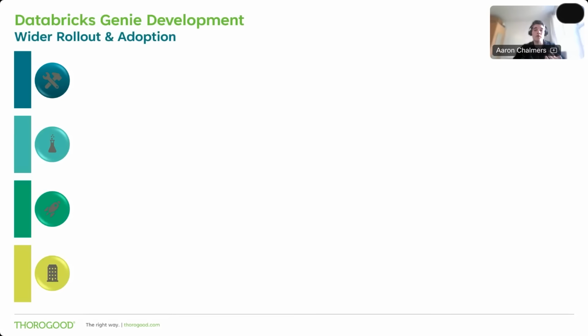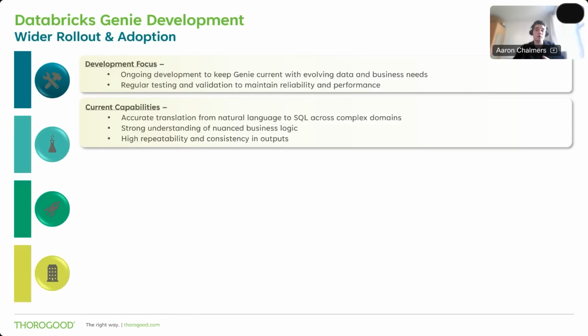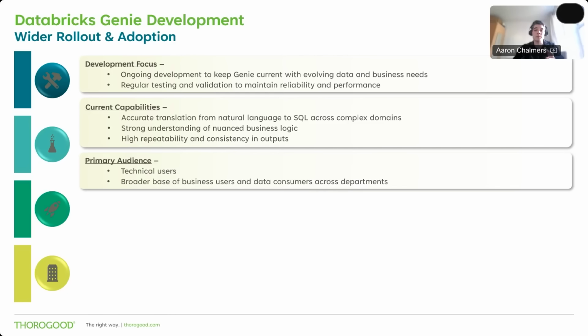Finally, the wider rollout and adoption. Focus at this stage is on development so that Genie can keep up with evolving data and business needs. Regular testing and validation of Genie can help maintain reliability and performance. At this point, Genie should be able to accurately translate from natural language to SQL across complex domains with strong understanding of nuanced business logic, high repeatability, and high consistency in outputs. The primary audience would be technical users and also a broad base of business users and data consumers across departments.